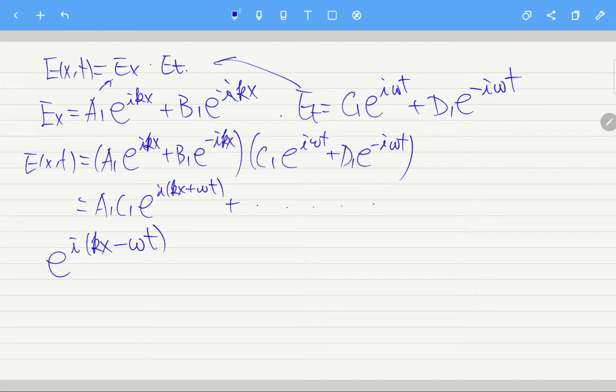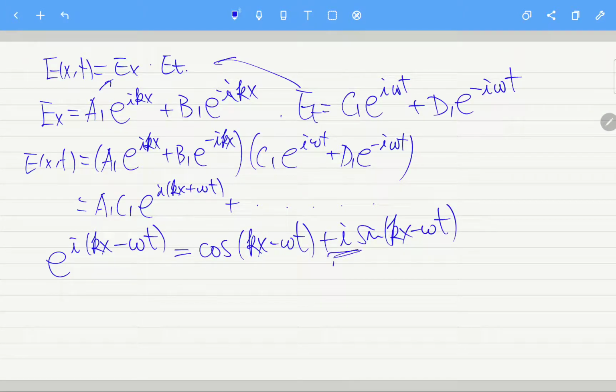And if you still remember Euler's equation, it is cosine(kx minus omega t) plus i sine(kx minus omega t). Of course, it is complex, but just forget this at this moment. So you can see it here. You can just regard it as phi equals kx minus omega t.